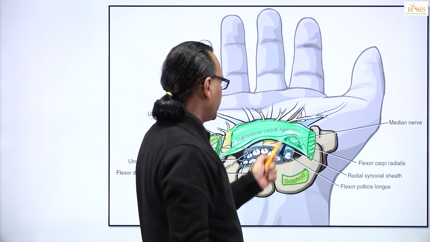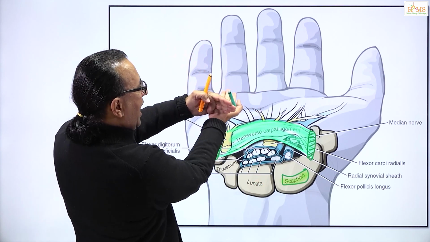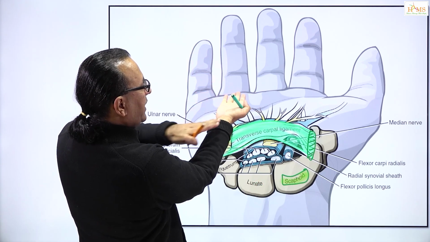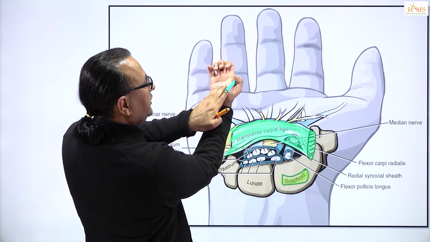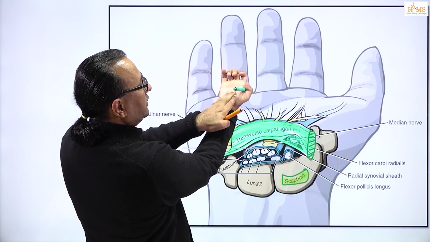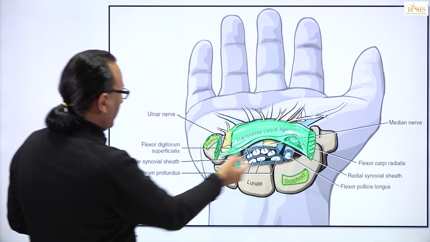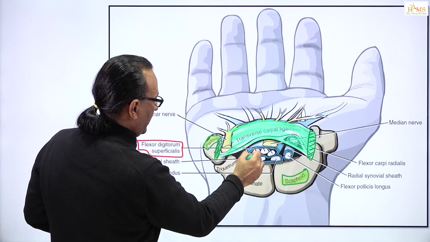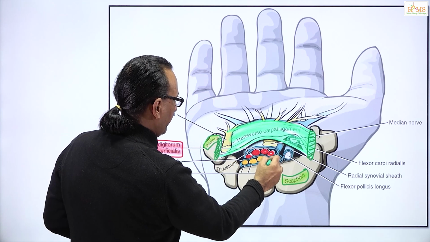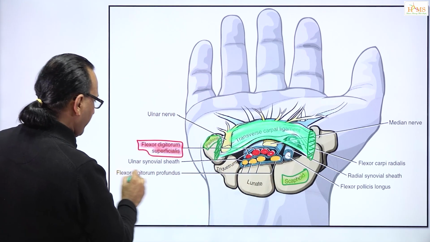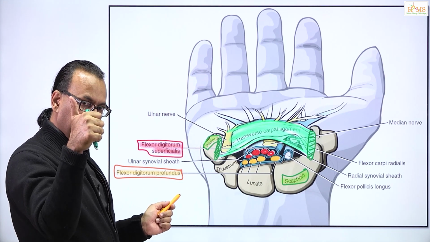Then passing deep to the flexor retinaculum, we have 9 flexor tendons. As you see, the section has been taken at the level of the flexor retinaculum. There will be 4 tendons passing under the flexor retinaculum to fold the fingers, flexor digitorum superficialis, and deep to that there are 4 tendons of FDP, flexor digitorum profundus. Here are shown the 4 tendons of FDS, and deep to that the 4 tendons of FDP. And then we have one long tendon for flexing the thumb as well, the flexor pollicis longus.